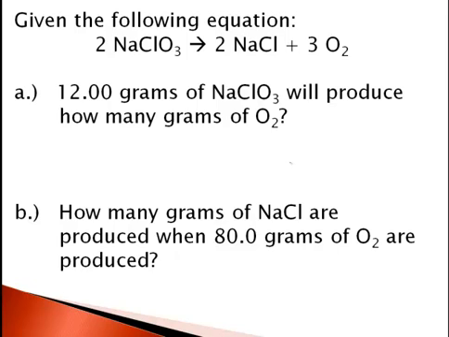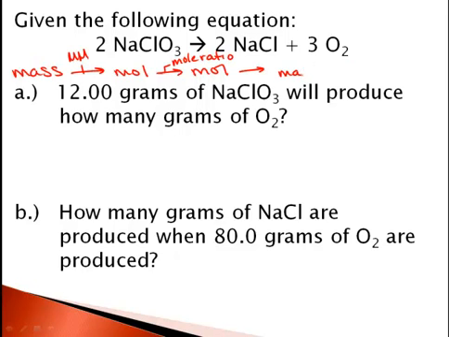So, 12 grams of NaClO3 will produce how many grams of O2? So again, our map for both of these problems is going to be, we're going to go mass to moles, and we're going to use molar mass, moles to moles, and we'll use our mole ratio, and then moles to mass, and again using molar mass. So 12.00 grams of NaClO3.